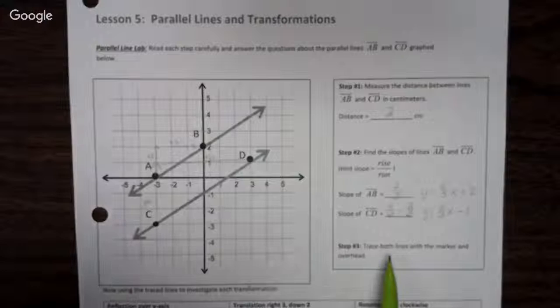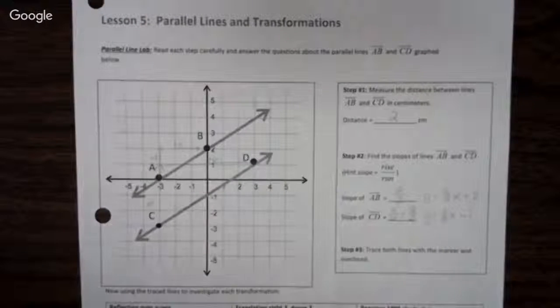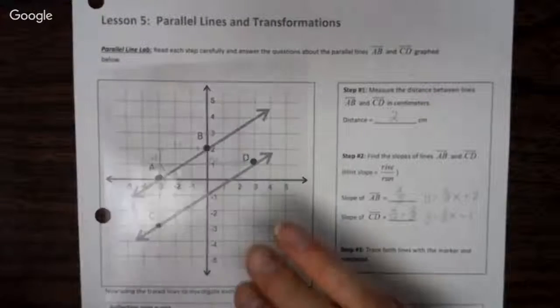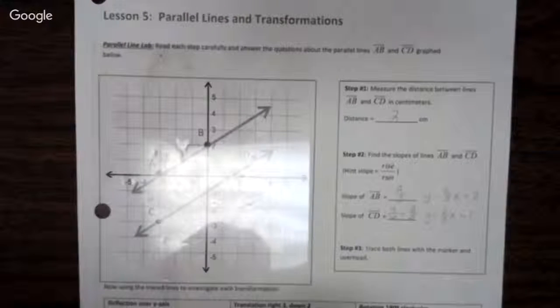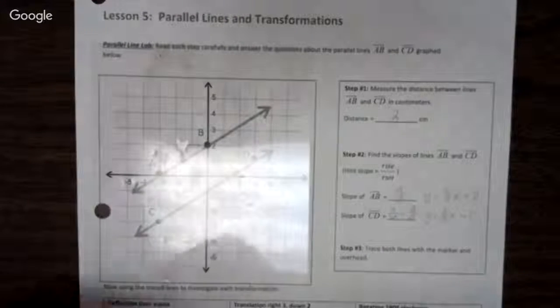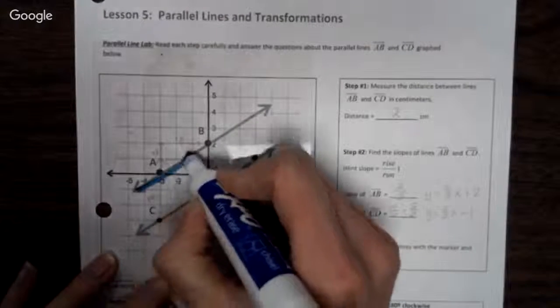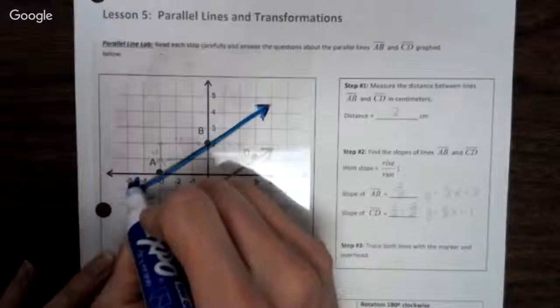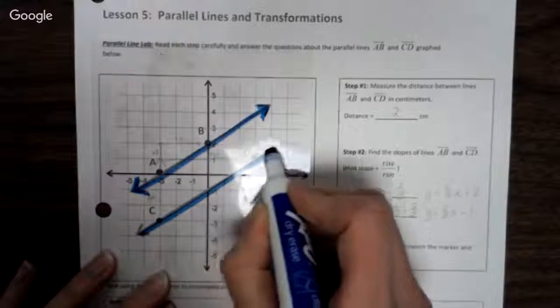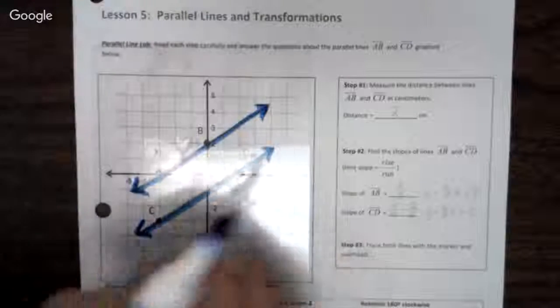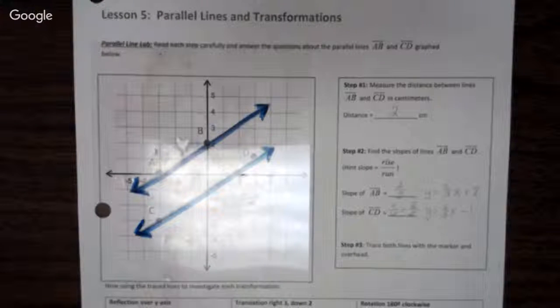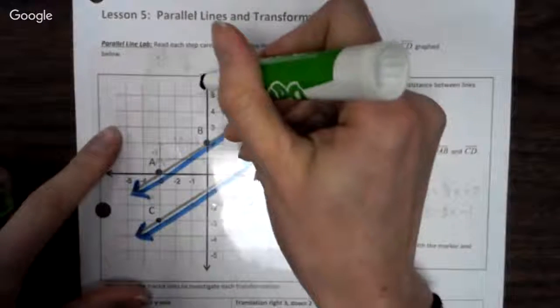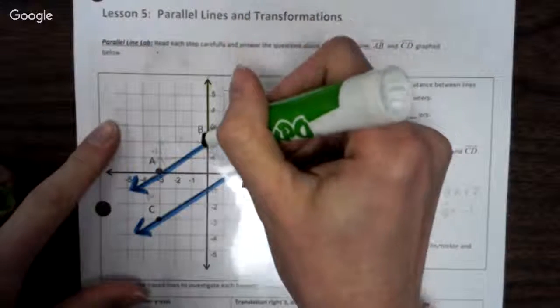Now, step 3 says, let's trace both lines with a marker on the overhead. So that's the transparency. I'm going to place that transparency over the graph, and I'm just going to trace the two lines that I have on the transparency. I'm also going to take a different color here. Let me grab one, just so that I have the axes right here.